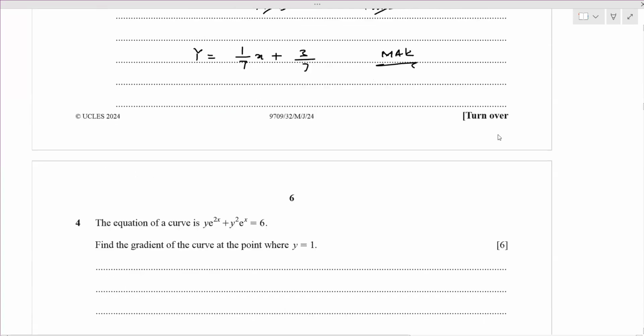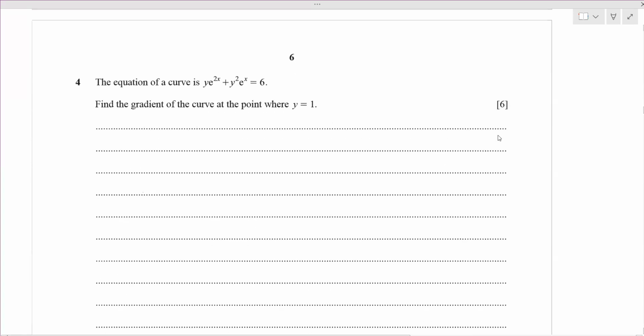Now, what is next? Question number 4. A differentiation question is given to you. Find the gradient of the curve at the point where y is 1. Here, y e power 2x plus y square e power x equals 6. We differentiate. First, the u times v formula will apply: u times the derivative of v, 2 e power 2x. These basic derivatives should be remembered.